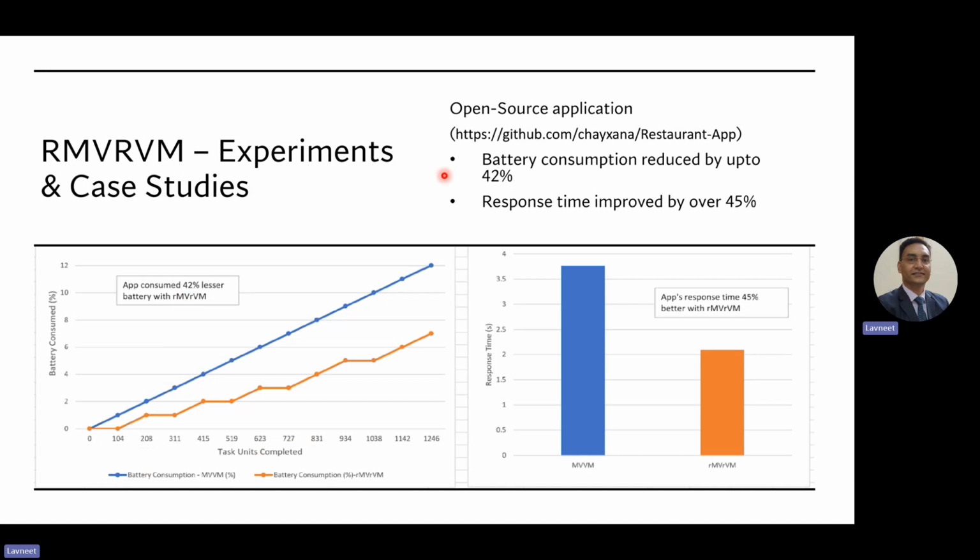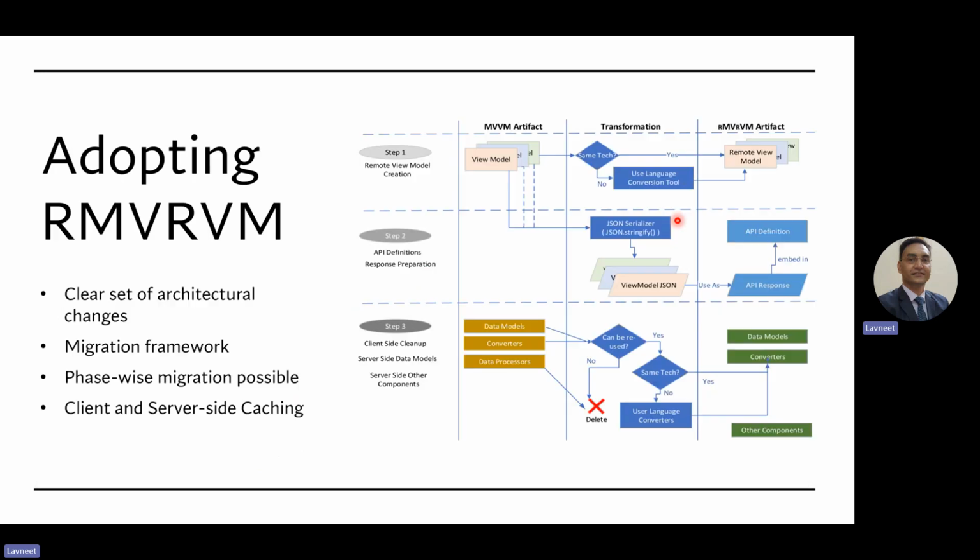We also picked up an open source application and the story was the same. The blue line indicates the battery consumption with the MVVM paradigm. We migrated this application from MVVM to RMVRVM. So we conducted the experiment for MVVM and then RMVRVM, and there is a substantial reduction in the battery consumption, up to 42%. Additionally, because of no extra data coming into play on the client side, because of no processing on the client side, the response time of the application has improved a lot, by 45%.